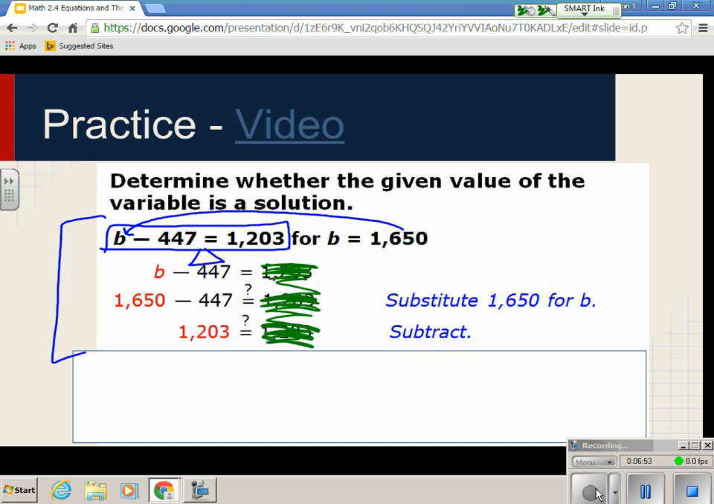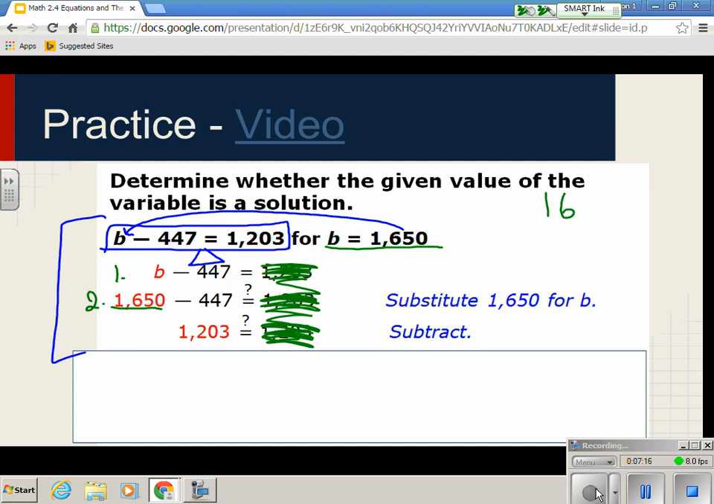So first thing you should write down is the problem again, b minus 447. Then what we're going to do is figure out what we're substituting b with. Well, it said right here in the problem, 1,650. So put that on the next line. This is the second line you're going to write. And now you do 1,650 minus 447.